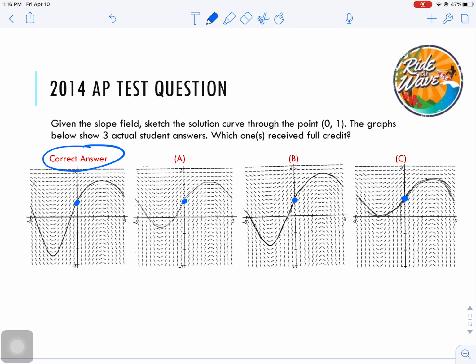In actuality, all of these 3 students, A, B, and C, all received full credit. They all rode the waves well. That's my little icon up there, ride the waves. They've got the general idea of what a solution curve would look like through that point. So everyone got full credit there.